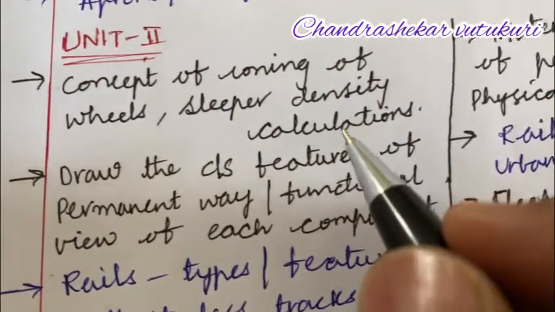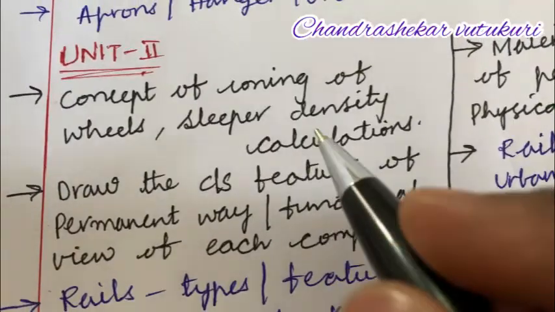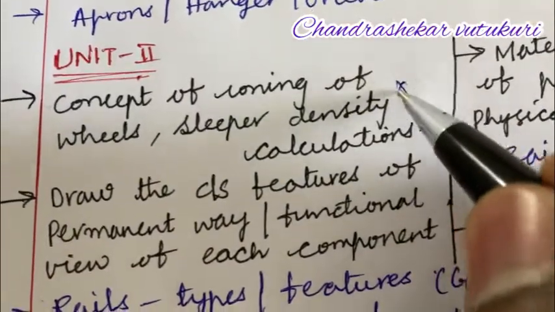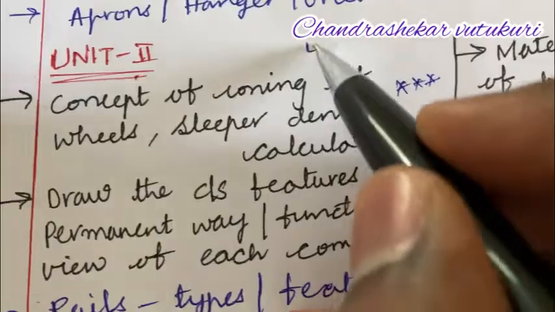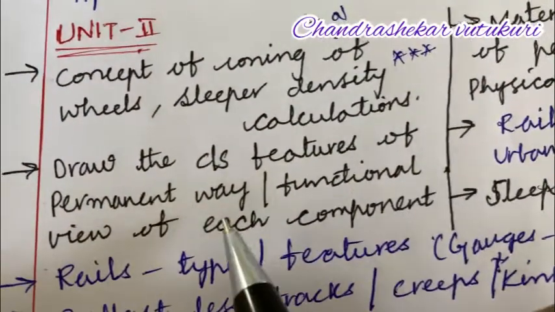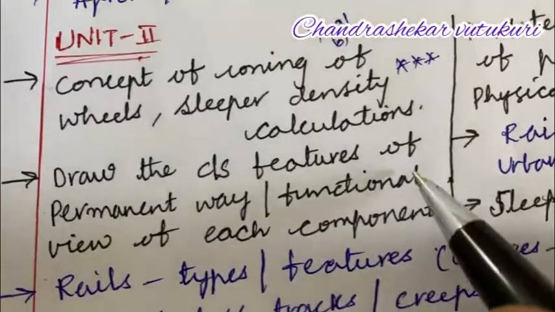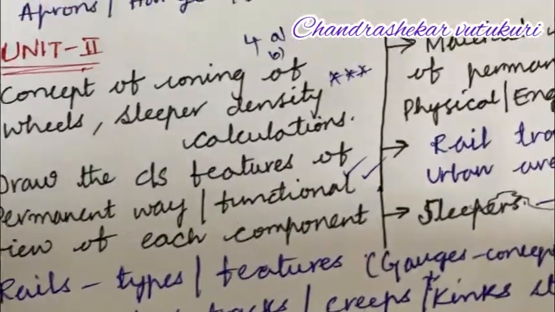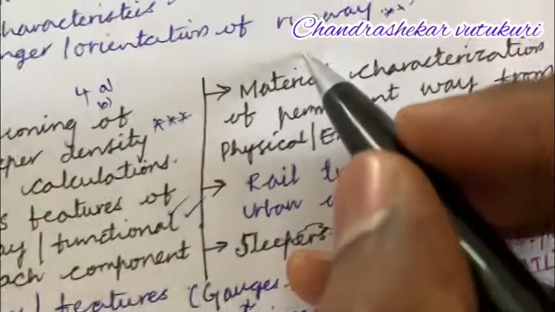Later I have come up with Unit 2. It is all about the concept of coning of wheels. Sleeper density calculation may be the topmost question this time, which may occur in 4A or 4B. Draw the cross-section features of permanent way and the functional view of each component is said to be the topmost question, where I am highlighting that you are supposed to work out each and every parameter.